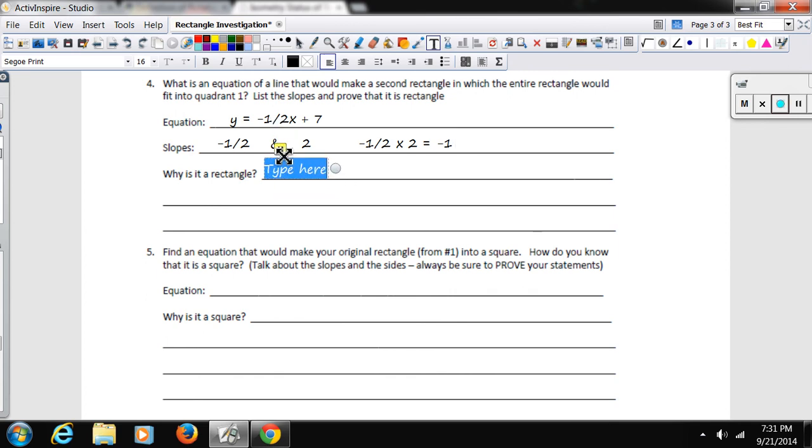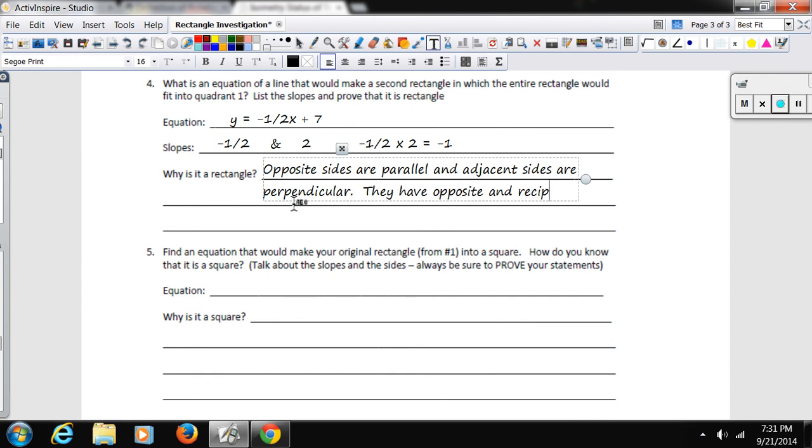And it's a rectangle because your opposite sides are parallel, and adjacent sides are perpendicular. They have opposite and reciprocal slopes. So that's why it's definitely a rectangle.